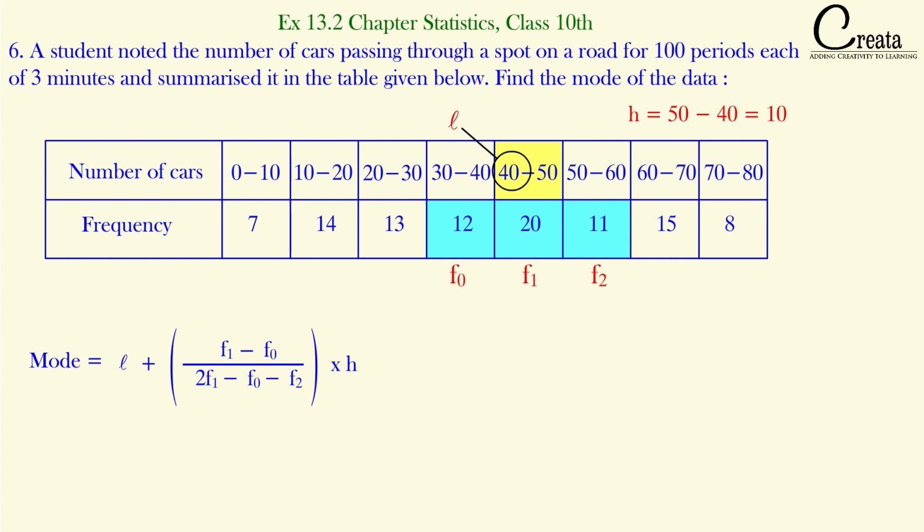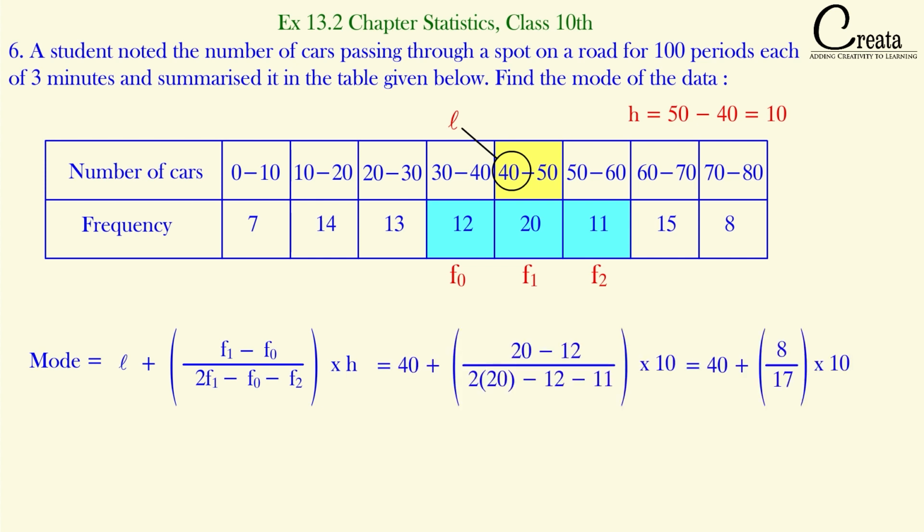We have identified all the values of the formula. Let's put them into the formula and solve it. We got our answer as 44.7. The modal number of cars is 44.7 cars. That is the answer. We are done with question number 6.